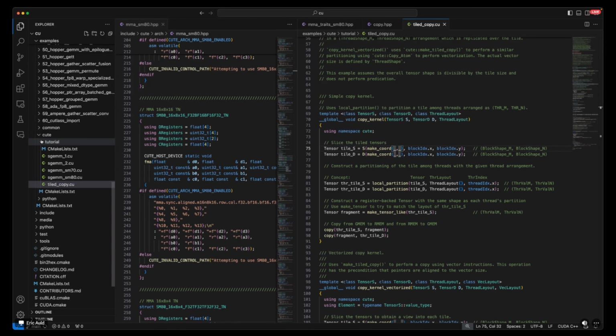Maybe a general question about the scope of the library CUTLASS. Is it mostly about what we saw now, copy and matrix multiplications, or are there also other linear algebra operations, for example, inversion of a matrix or something? Is this also supported?